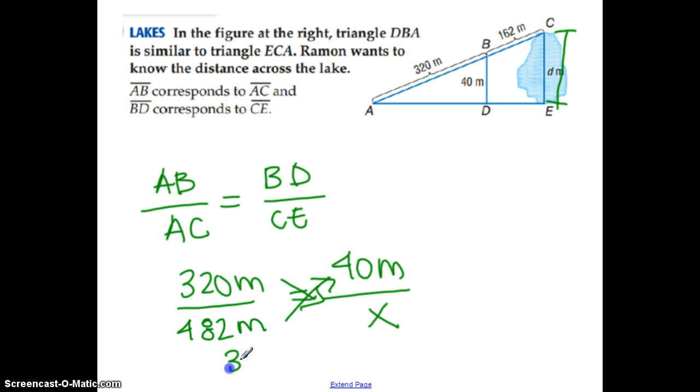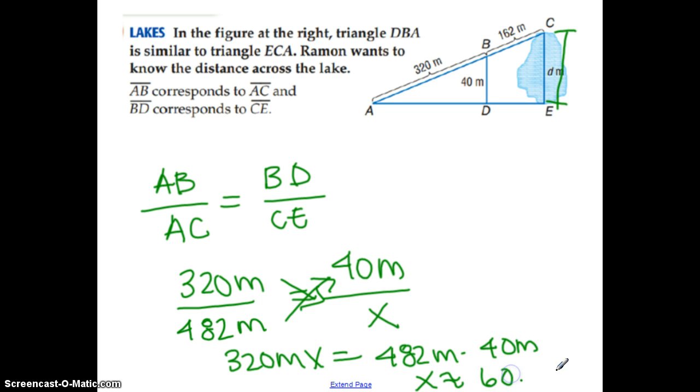So you're left with 320 meters times x equals 482 times 40. When you solve for x, you should get x is approximately 60.25 meters. I use this approximately symbol because I didn't get a defined decimal at 2 decimal places. So it's approximately 60.25 meters.